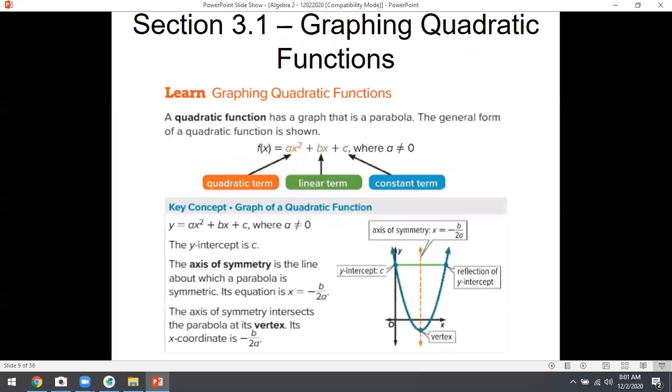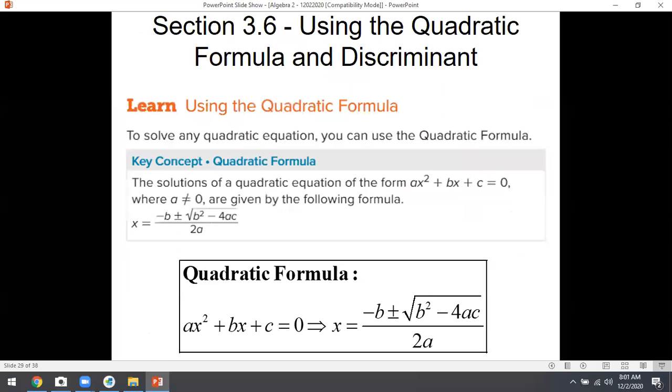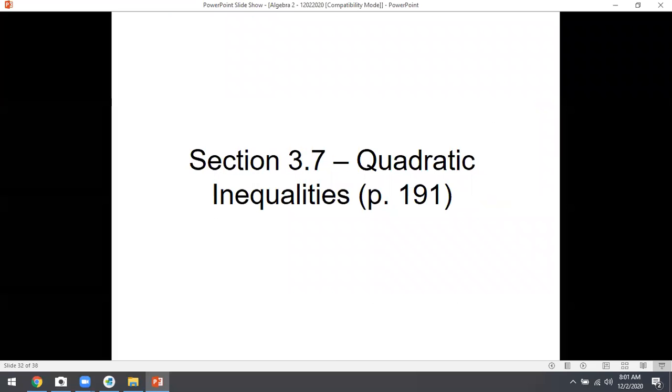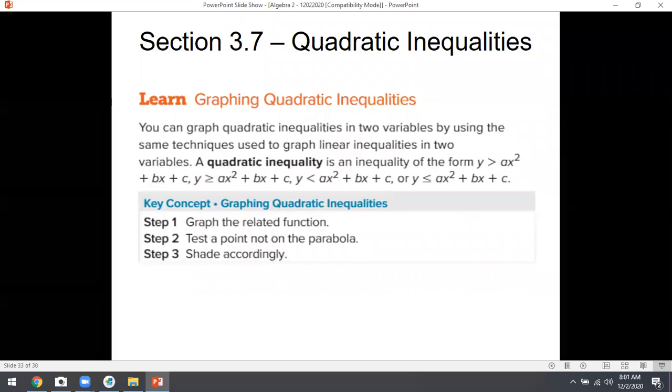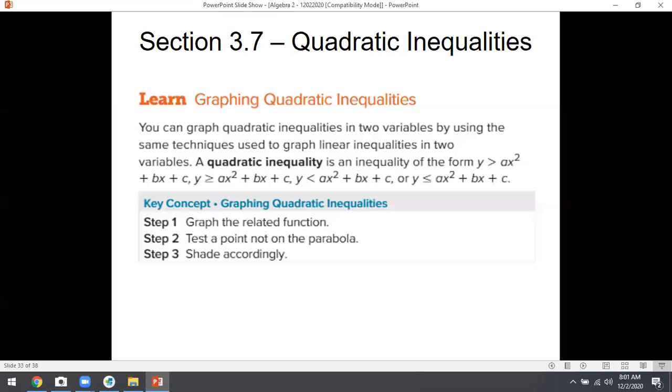All right, continue with our review today. We are finishing up the last few sections. We are on section 3.7 to start off with, quadratic inequalities. What this one is just saying is if you're graphing a quadratic inequality with y's and x's, these are the ones where you're doing shading above or below. So really don't have much to say about that.